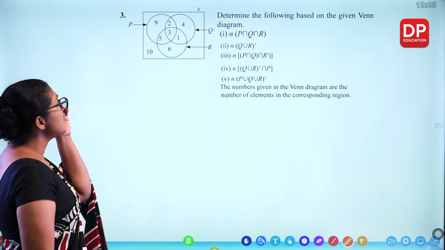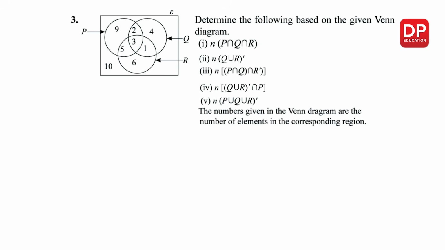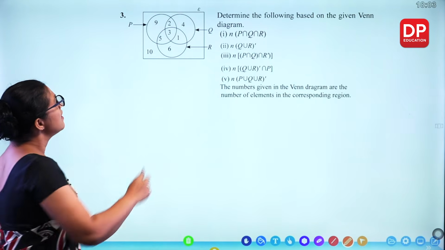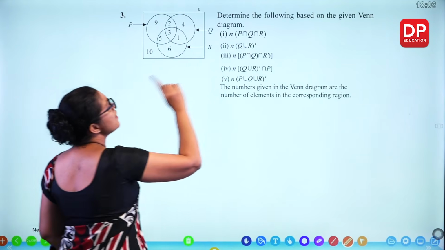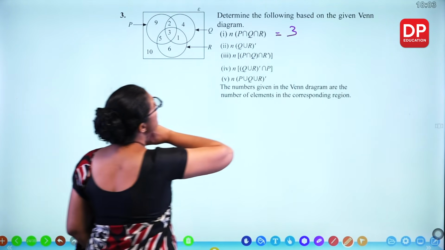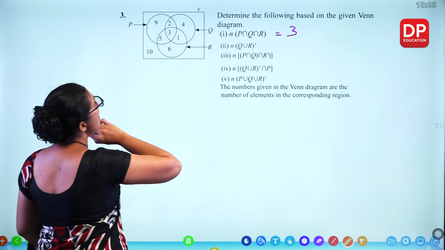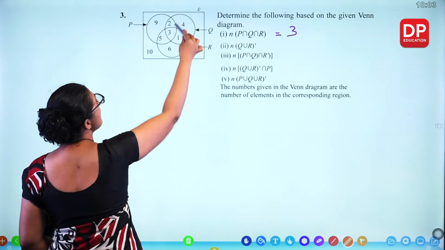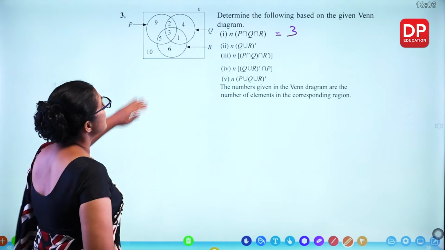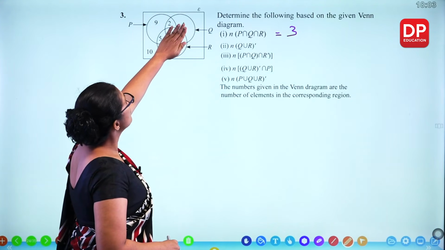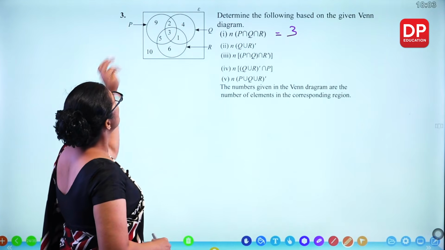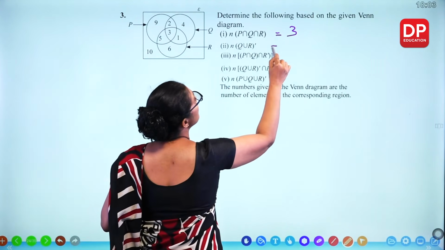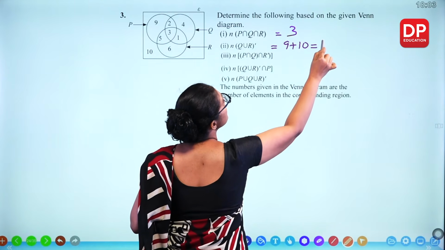Look at third question. Determine the following based on the given Venn diagram. Number of elements in P intersection Q intersection R. That means this region common for all three. So what's that? You are getting 3. Q union R means everything in Q as well as R, this part. Dash means outside. Outside, what you get? 9 and 10. 9 plus 10, you get 19.